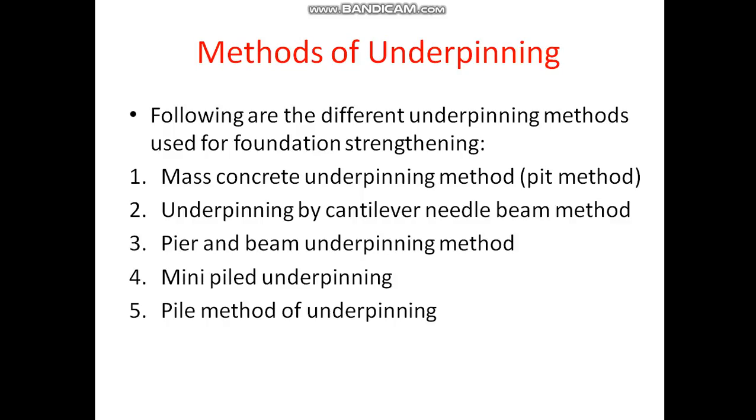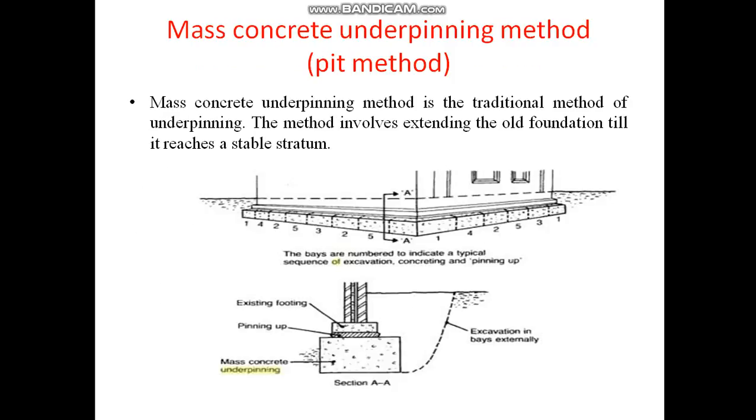Now there are various methods of underpinning. These are the following methods which are used for underpinning. The first one is the mass concrete underpinning method, which is known as the pit method. Then underpinning by cantilever needle beam method, pier and beam underpinning method, mini pile underpinning, and the last one is the pile method of underpinning.